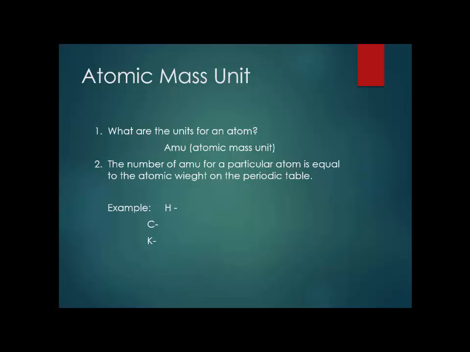So AMU stands for atomic mass units. If you look at the periodic table, hydrogen has 1.0079 AMU, carbon has 12.011 AMU, and that isn't strictly 12 because there are other isotopes of carbon, like carbon-13, that are averaged in there that are bringing that number up. And you have potassium, 39.098 AMU. So just be sure you can identify those and know where I'm getting these numbers from.